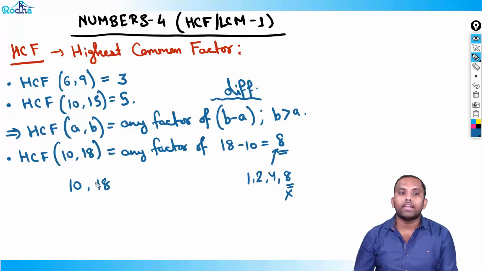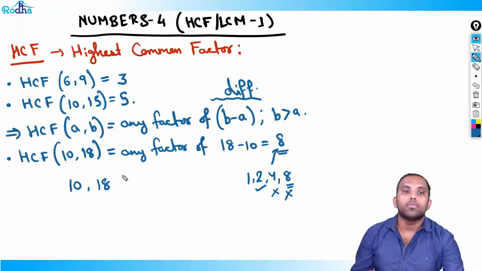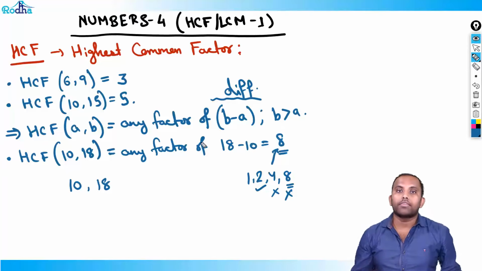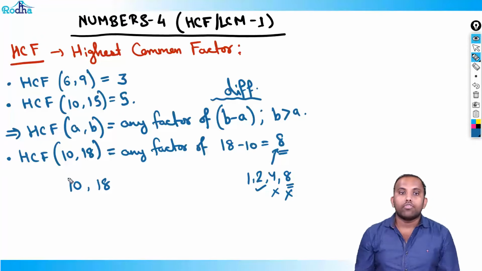4 will not divide 10 and 18, so 4 is not the HCF. 2 will divide 10 and 18, so 2 is the HCF. I know you can directly do it; HCF of 10 and 18 is 2, no need of this. But it is a very good concept. Understand, we'll get to the difficult level. So we start checking from the highest common factor available.